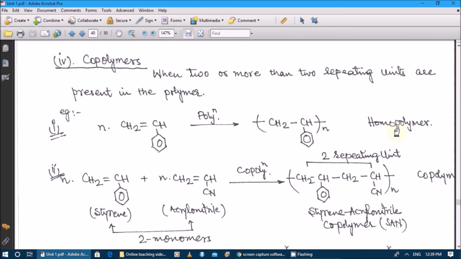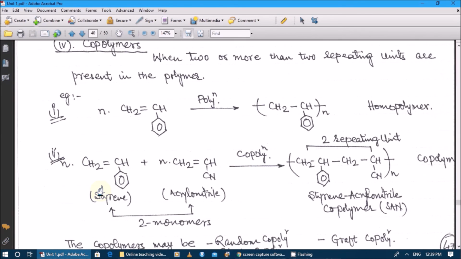So in the first example you can see we have taken n molecules of styrene, and upon polymerization polystyrene will be formed, and the repeating unit of the polystyrene is the same as the structure of the styrene. Okay, so this is my polystyrene and it has only one repeating unit, CH2 single bond CH benzene ring. This is the one repeating unit.